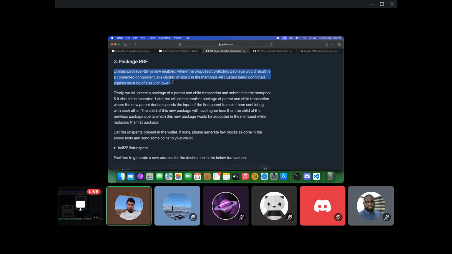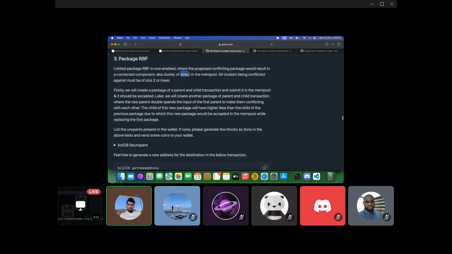Now we have this concept of package RBF, meaning a package of transactions can be replaced by a package of another transaction. But this topology is restricted to what? Size 2. A package of two transactions, meaning one parent, one child, can now be replaced by a package of another transaction, meaning one parent, one child, using the same rules of individual transactions replacement.